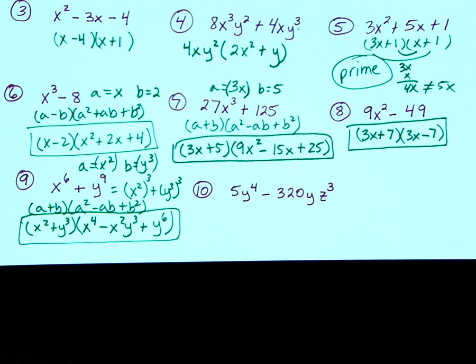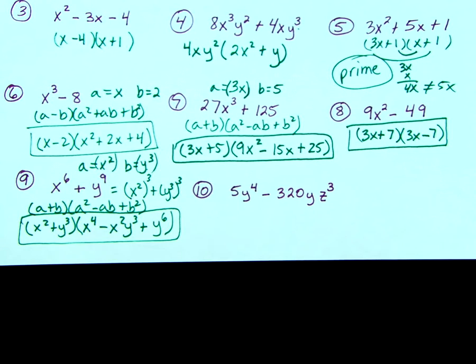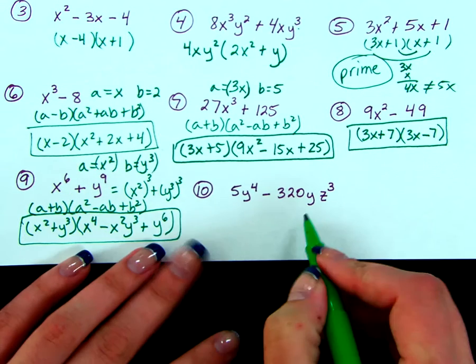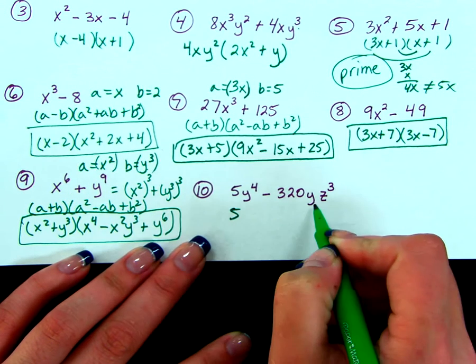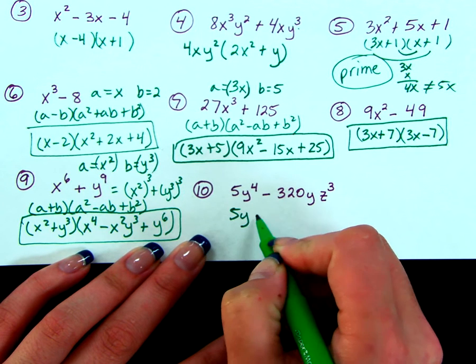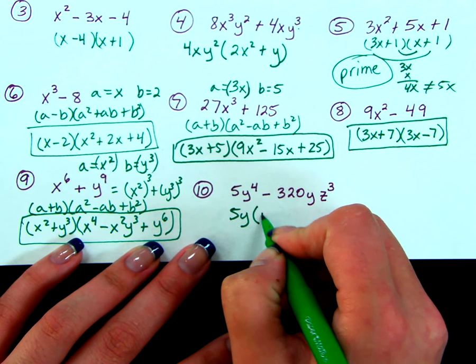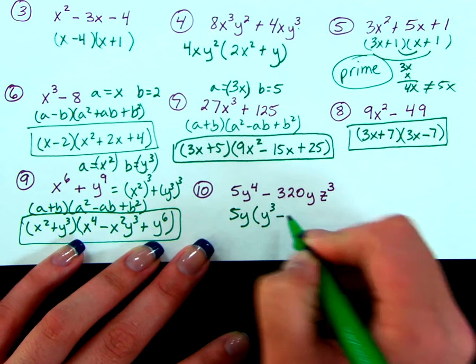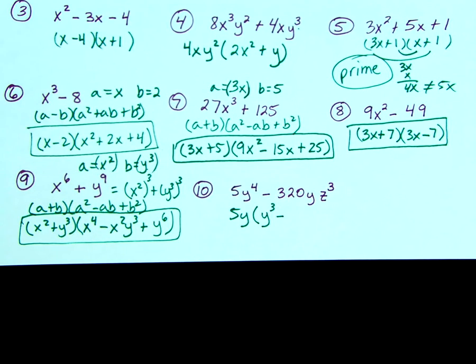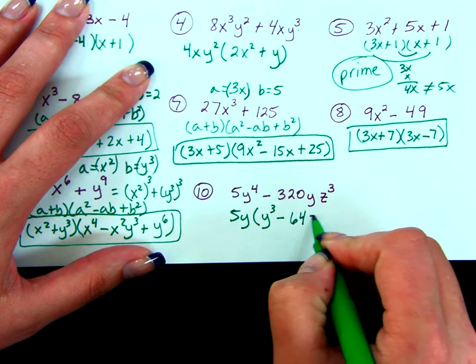All right, next problem. So again, looking at this, we do have a greatest common factor. So we can factor out a y and a 5 from each of these. So from the first one, if we factor out 5y, we're going to have y cubed left. And then 320 divided by 5 is going to be 64. And then we'll still have z cubed.